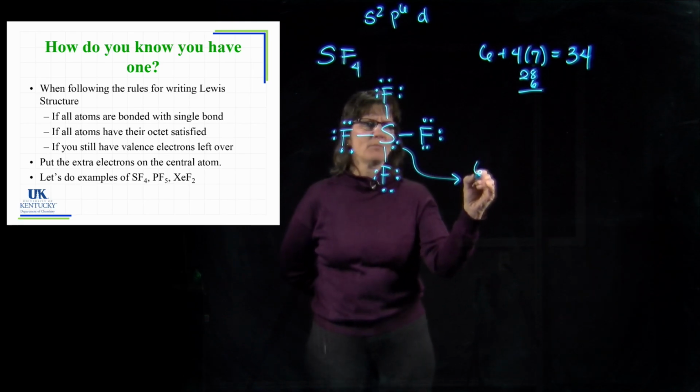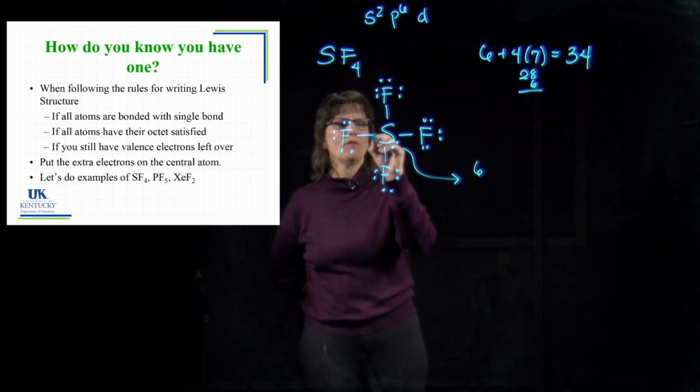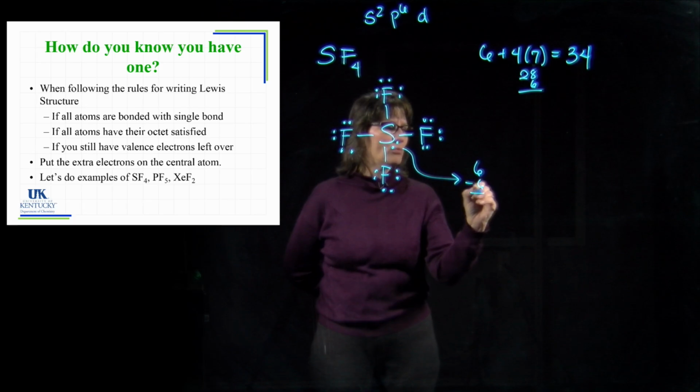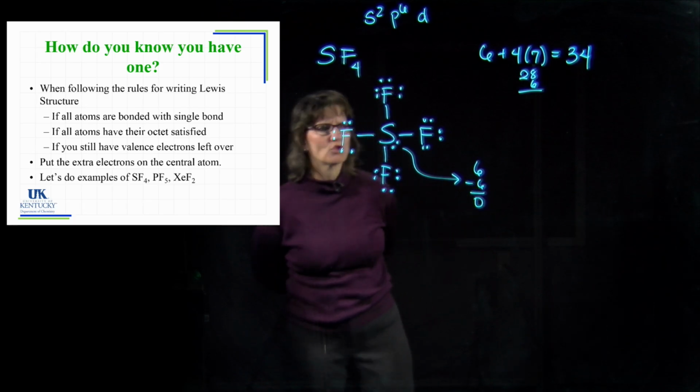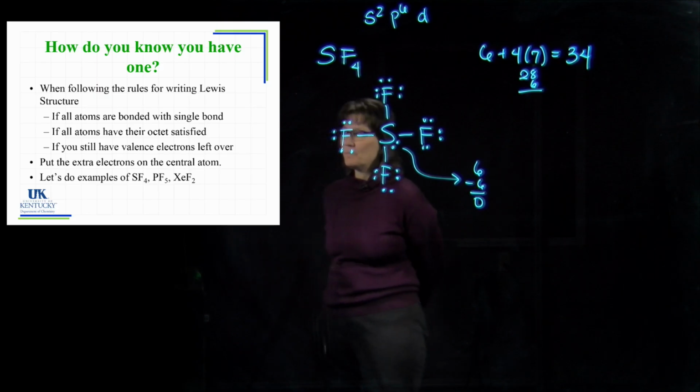Sulfur has 6 valence electrons off the periodic table. It has 1, 2, 3, 4, 5, 6. It has a formal charge of 0. That's a nice formal charge for that sulfur right there. So this is something that can happen.